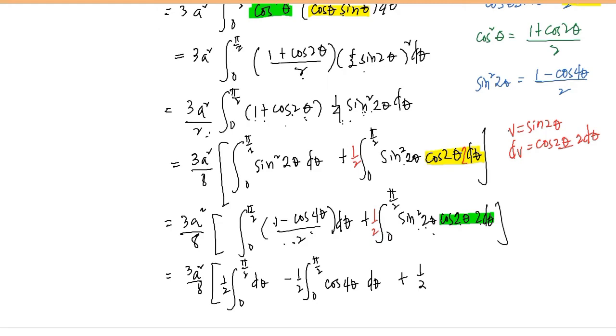So n plus 1 over n plus 1 only, right? So we have here sine cube of 2 theta over 3. And of course, our limit here is from 0 to pi over 2.